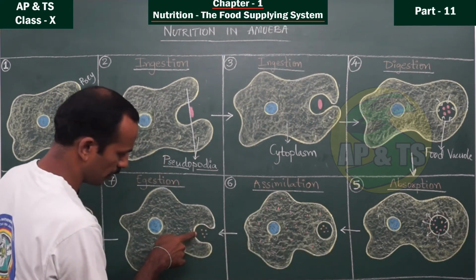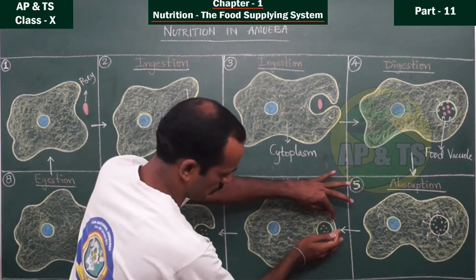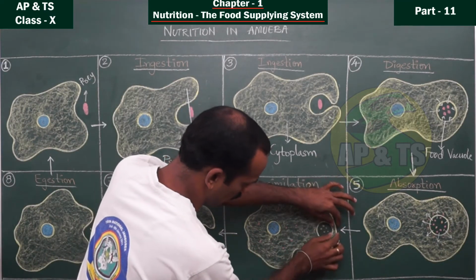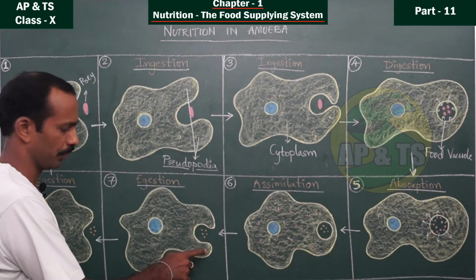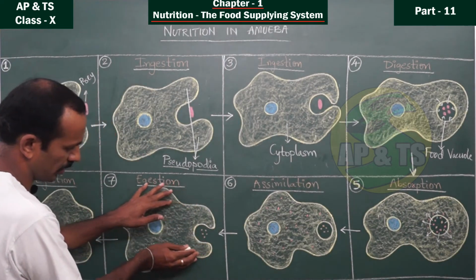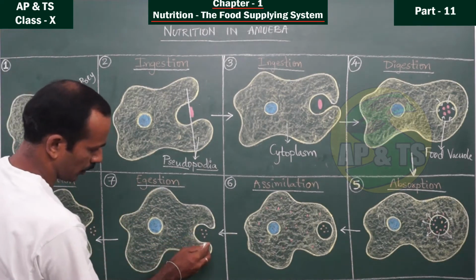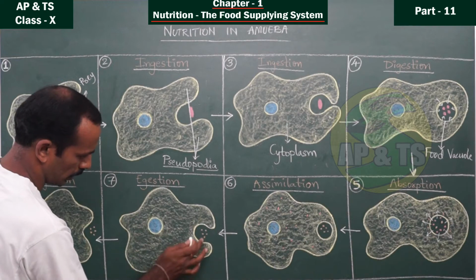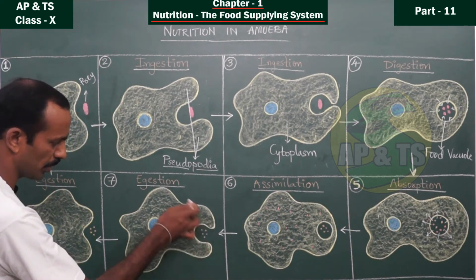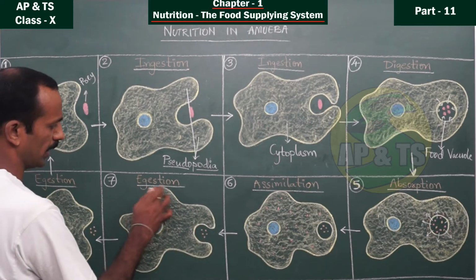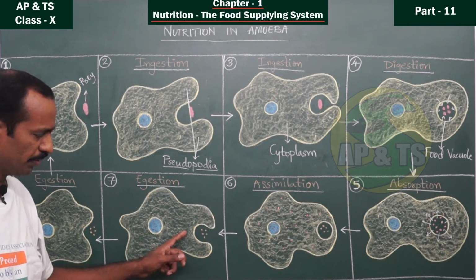Now you see here the pseudopodia are formed again. Just the cell membrane separated here and formed pseudopodia again. Then slowly the pseudopodia will come back to normal position. You can see here, now the undigested material is outside the body, outside the amoeba's body. This is called egestion.